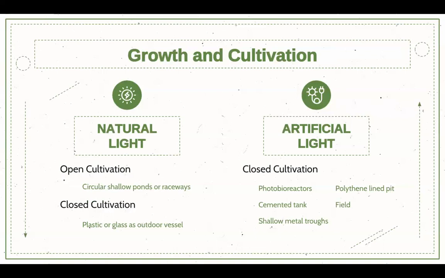Cyanobacteria is cultivated in a few different ways. Natural light can be used through open cultivation using circular shallow ponds or raceways, or closed cultivation, which utilizes plastic or glass as an outdoor vessel to prevent contamination from other variables. Artificial light is also utilized through closed cultivation in photobioreactors, cemented tanks, shallow metal troughs, field methods, and polythene-lined pits.